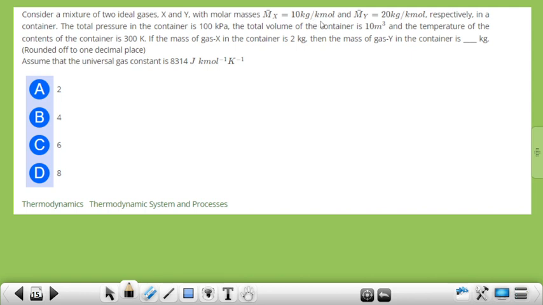Next question. Consider a mixture of two ideal gases X and Y with molar masses Mx equal to 10 kg per kilomole and My equal to 20 kg per kilomole respectively in a container. The total pressure in the container is 100 kilopascal, the total volume of the container is 10 meter cube, and the temperature of the container is 300 Kelvin. If the mass of gas X in the container is 2 kg, what will be the mass of gas Y in the container? Assume the universal gas constant is 8314 joule per kilomole per Kelvin, which is equal to 8.314 kilojoule per kilomole per Kelvin.